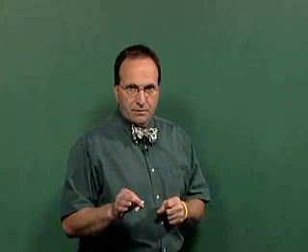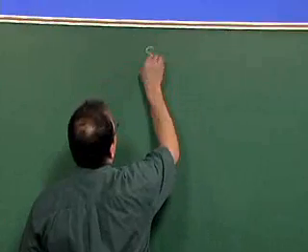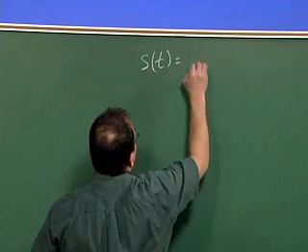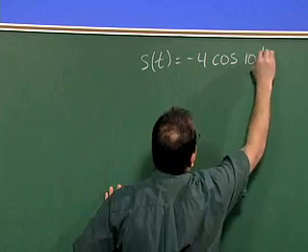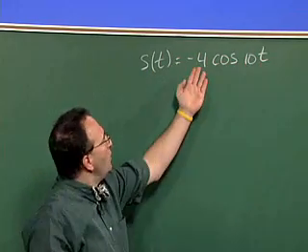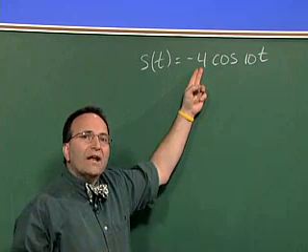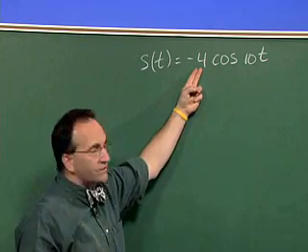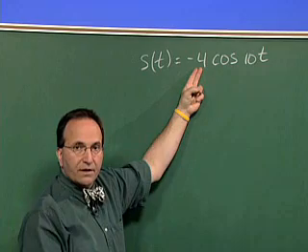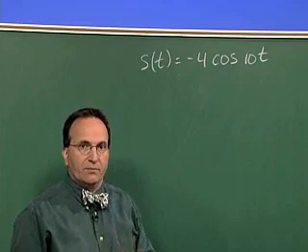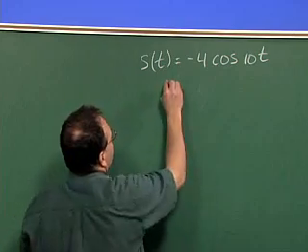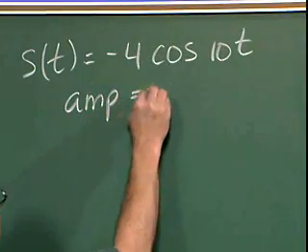The motion is harmonic because the model that we were given is of the form S of t equals A cosine omega t. Since A is the amplitude, and the equation we have is S of t equals negative 4 cosine 10t, we know then that the weight oscillates 4 inches below its equilibrium and up to 4 inches above its equilibrium, which is to say that the amplitude equals 4.